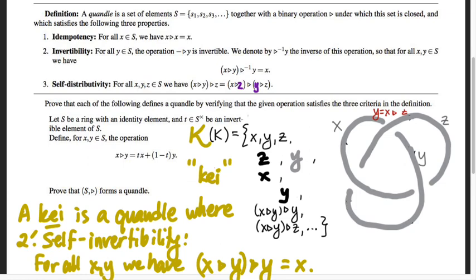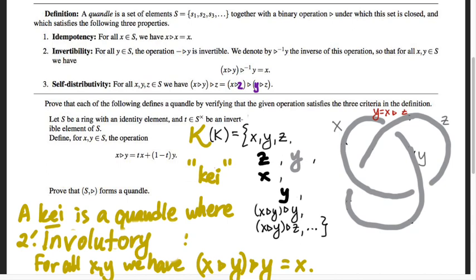Self-invertibility, I just realized, has a better name in mathematics. I should probably use that word. We call this involutory, or involutive. The triangle operation is an involution. So sometimes we speak of a Kei as being an involutory quandle. It just means that it's a quandle whose quandle operation undoes itself on the nose. So we don't have to have a different way of inverting. We just use the same operation twice, and we've inverted it.